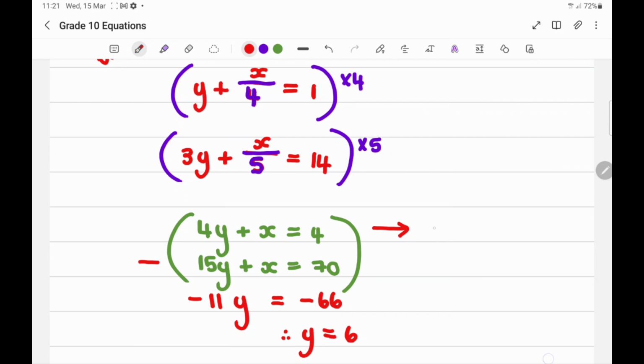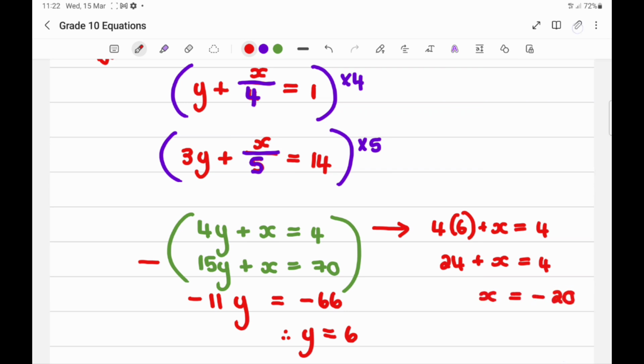I'm going to use this one over here. So 4y plus x is 4. So 24 plus x is 4. So x is going to be negative 20. And there's your two answers. Easy peasy. Oopsie.